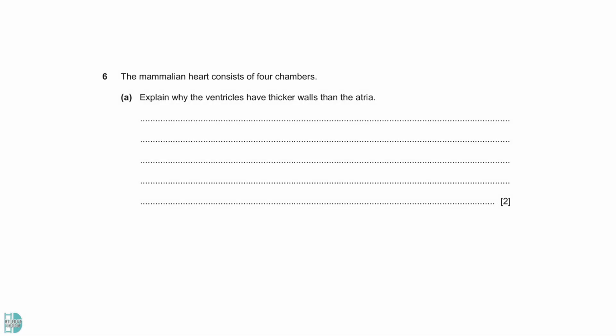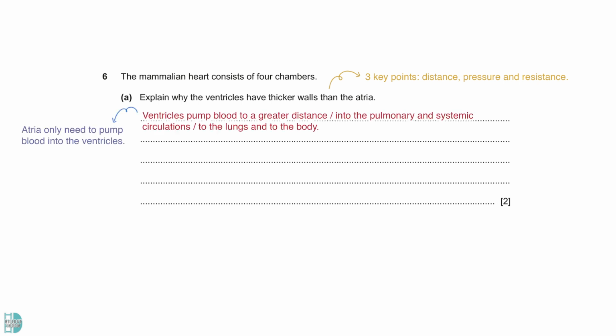6a wants you to explain why the ventricles have thicker walls than the atria. There are 3 key points to include in this question: distance, pressure, and resistance to the blood flow. Ventricles pump blood to a greater distance. The right ventricle pumps blood into the pulmonary circulation, and the left ventricle pumps blood to the systemic circulation. The atria only need to pump blood into the ventricles.